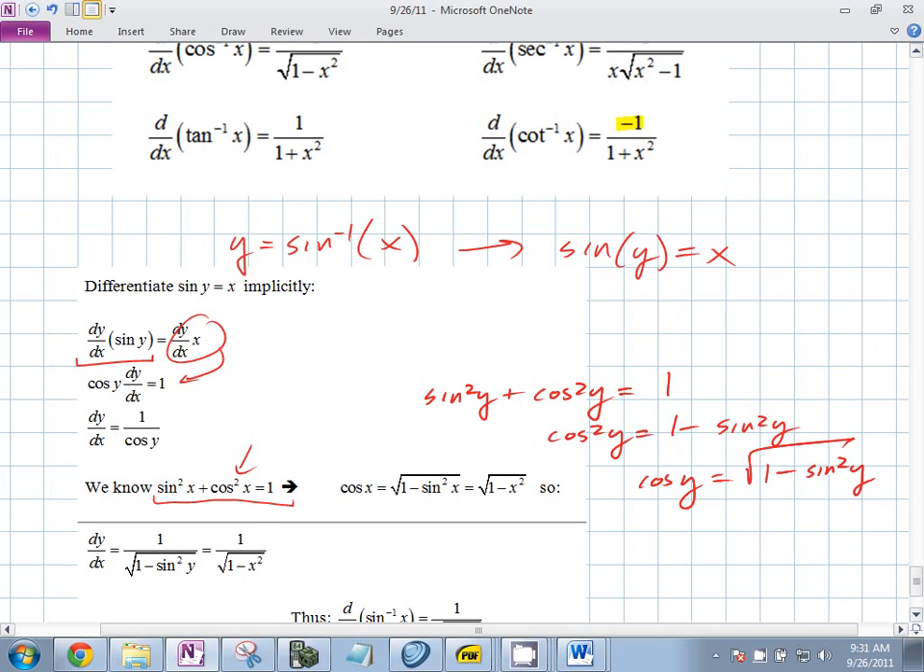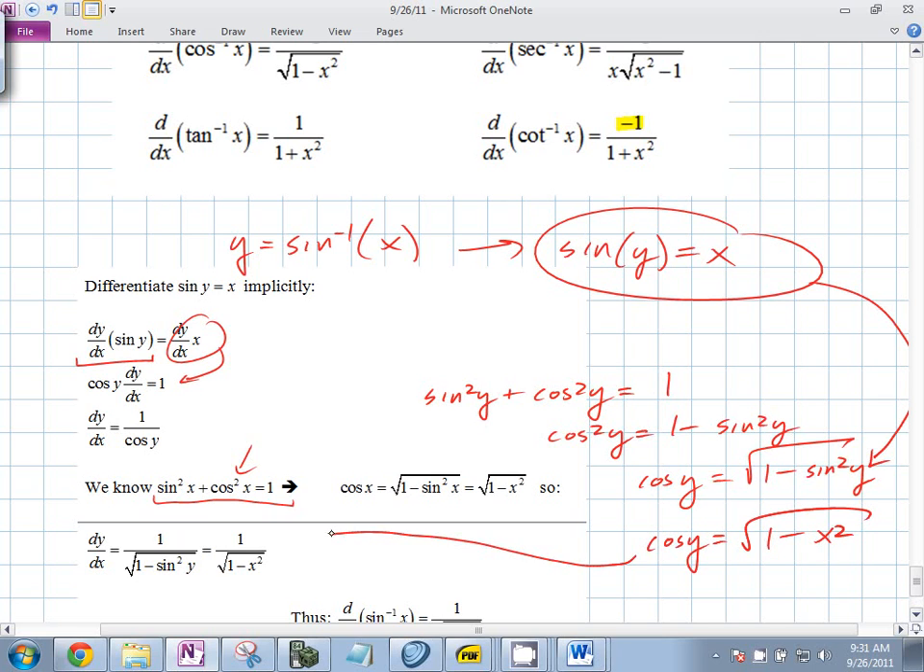Yes. But what do we know x equals? Sine y. So what does cosine y equal in this case? The square root of 1 minus x squared. And that's what goes right there. And that's how you get 1 over the square root of 1 minus x squared. Do I expect you to be able to pull this out? Not really, but to prove the derivative of inverse trig functions, you will need to differentiate implicitly. You won't have to do proofs like this, but as part of the work.